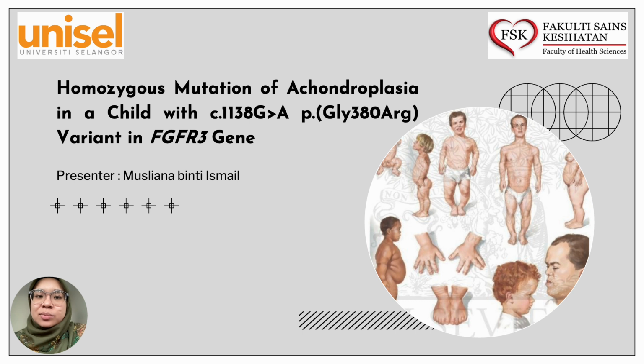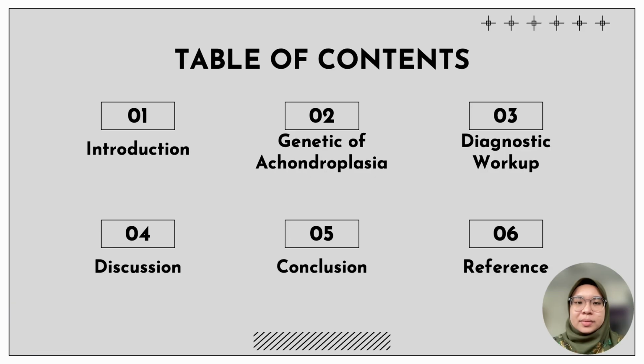This case study explored the clinical presentation and management of a patient with homozygous achondroplasia, a genetic disorder affecting bone growth, with a specific focus on the C113HG2A mutation. My presentation will unfold as follows: introduction, genetics of achondroplasia, diagnostic workup, discussions, conclusion, and references.